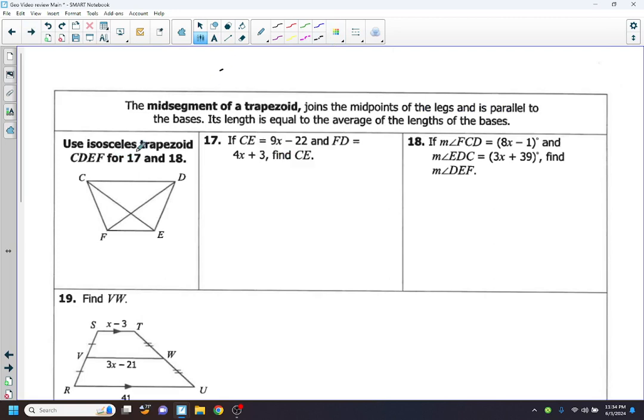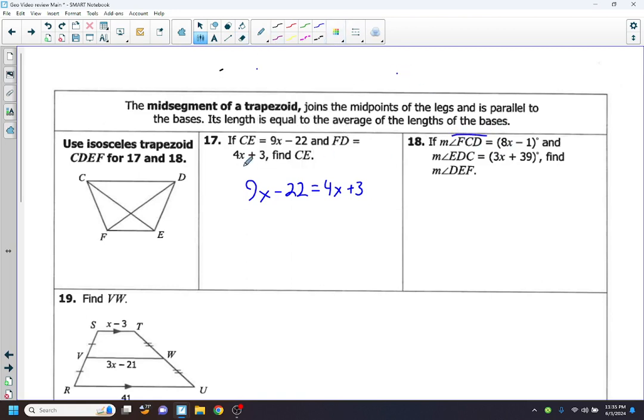Now, we have an isosceles trapezoid. In this case, CDEF is 17 and 18. If CE is 9x minus 22, this line over here, and FD, this line over here, is 4x plus 3. Find CE. In this case, because of the isosceles trapezoid, they're equal to each other. So 9x minus 22 equals 4x plus 3. You could do the math.